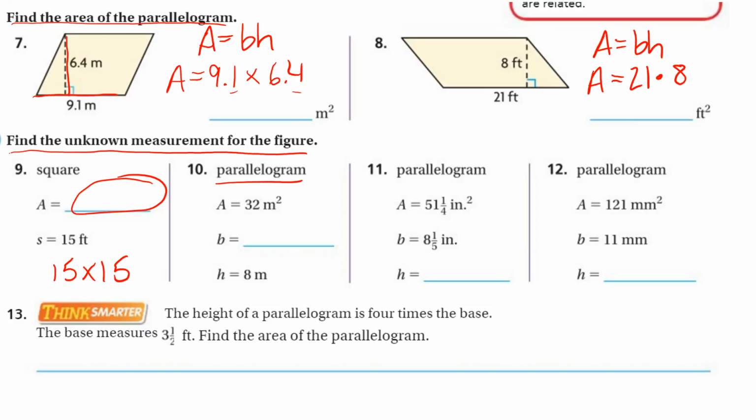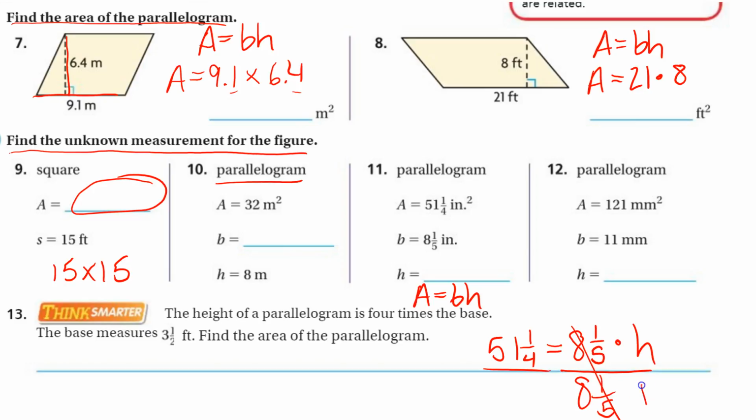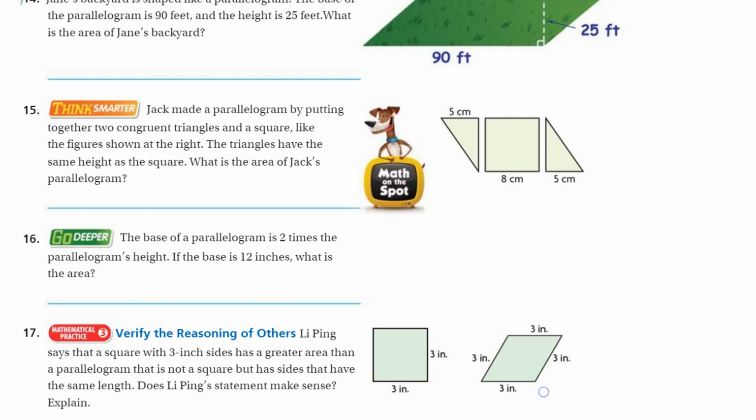Okay, next one, again, they gave us the area. So our formula is area equals base times height. So for the A, I'm going to plug in 51 1/4. And that equals the base they gave us, 8 1/5, times H, which we don't know. So again, I need to do the inverse operation. Divide both sides by 8 1/5. That gets rid of that, leaving you with just an H on this side.